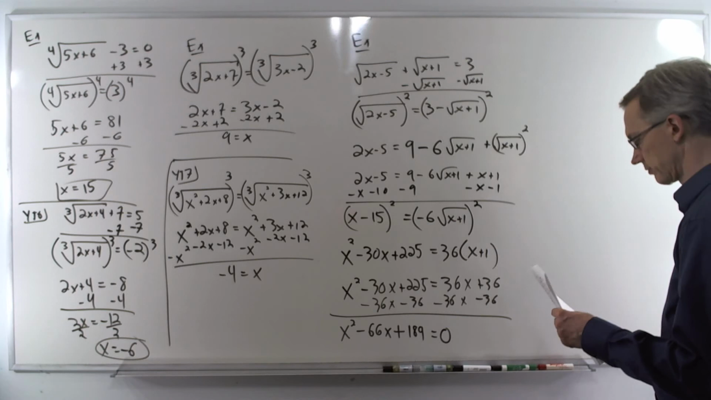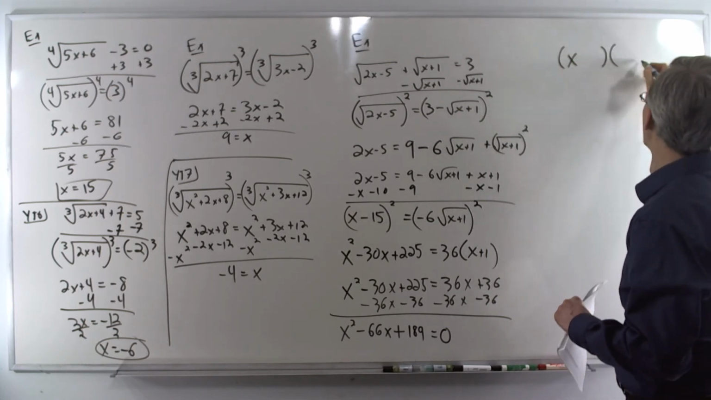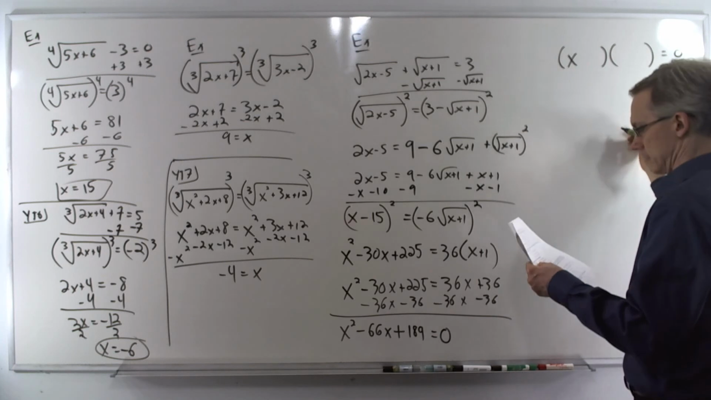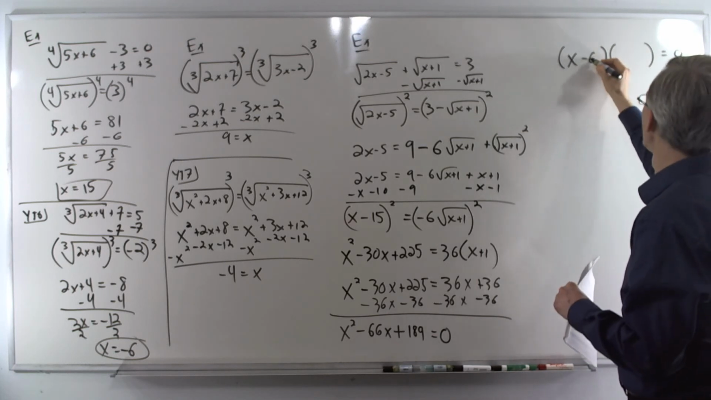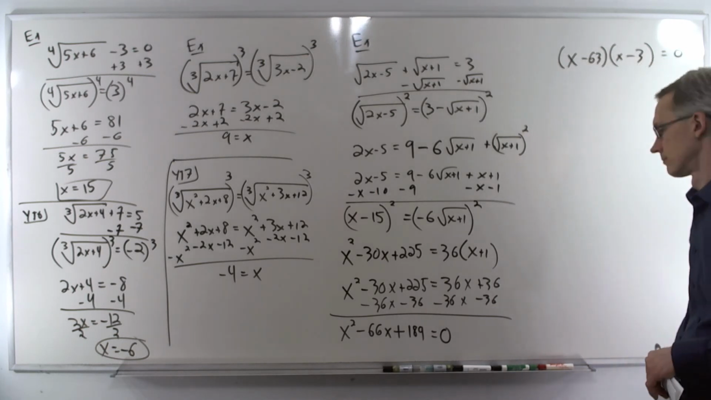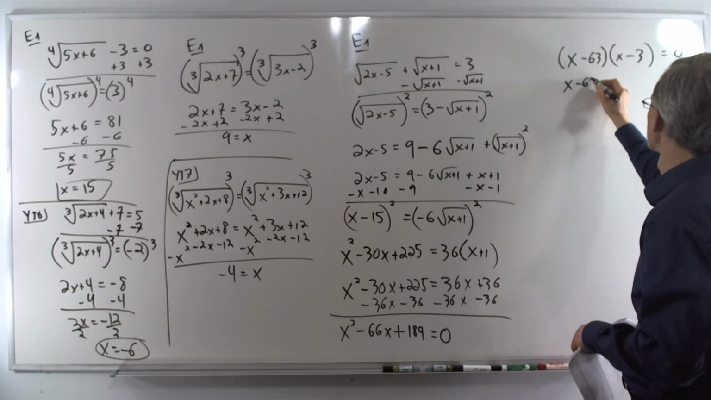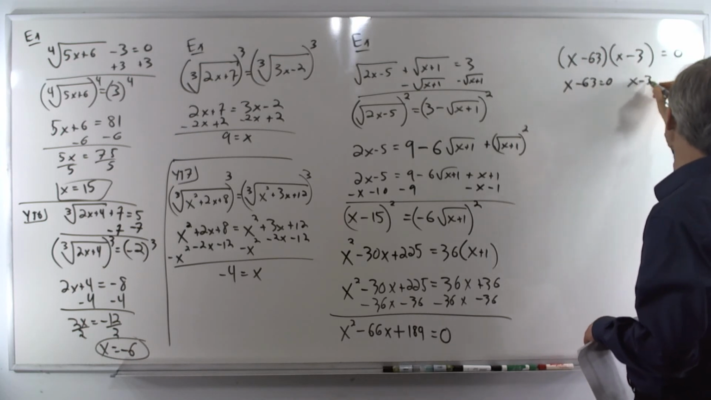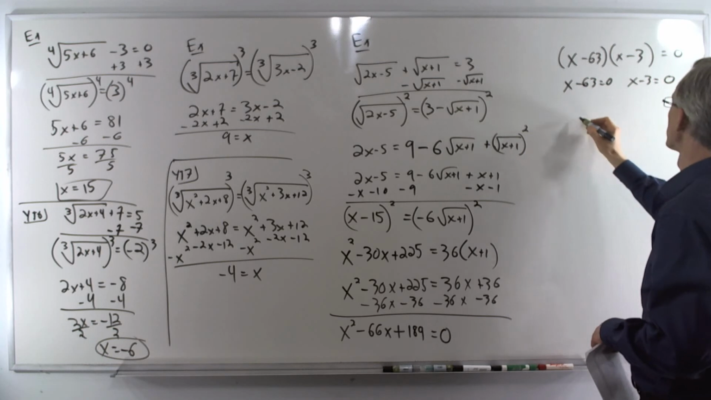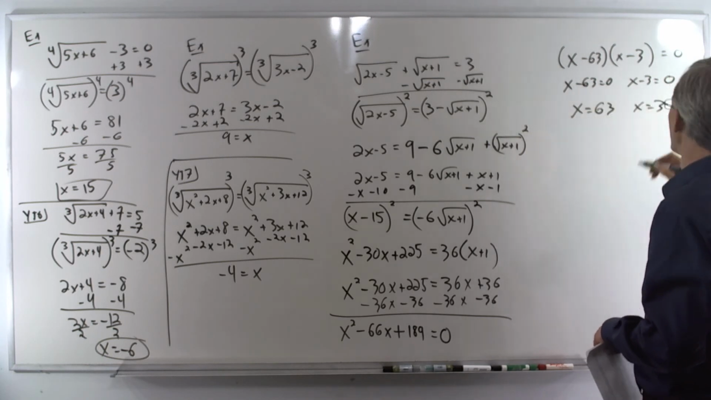So we got 63 and 3. So you get x minus 63 and x minus 3. So there's the factorization. We'll solve these each individually. X minus 63 equals 0 and x minus 3 equals 0. So x equals 63 and x equals 3.